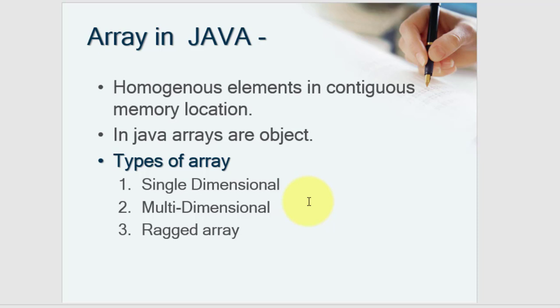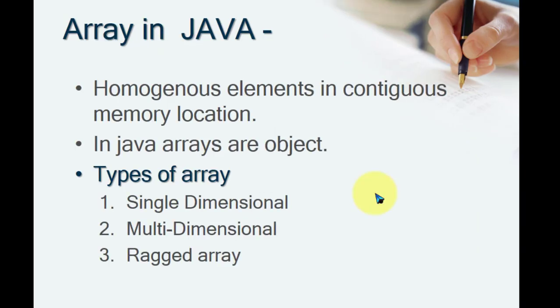Arrays can be single dimensional, that is a single row. The number of elements you can store depends on the size of the array. Then there is the multi-dimensional array, that is a two-dimensional array, and another, the third type, which is new for you, is the ragged array. In a ragged array, the number of elements inside each row may differ.